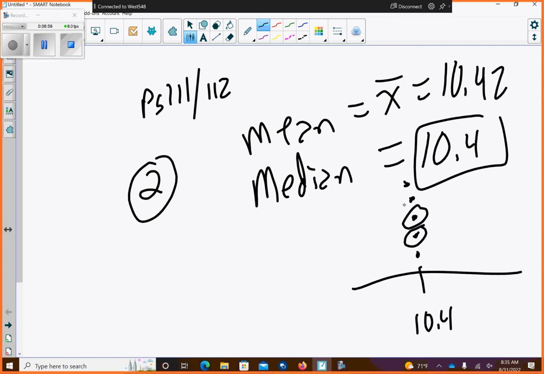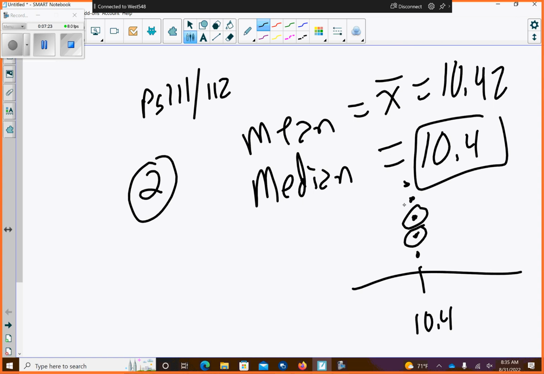Number 4 says interpret the median in the context. Explain what the median measures. Okay, so the median is 10.4. The median is the middle data point. That means half your data should be above it, half your data should be below it. That's all it means. It's at the 50th percentile, which I think is a question that comes up.